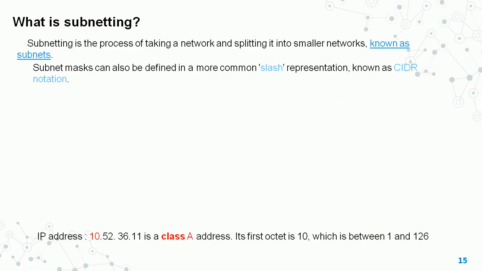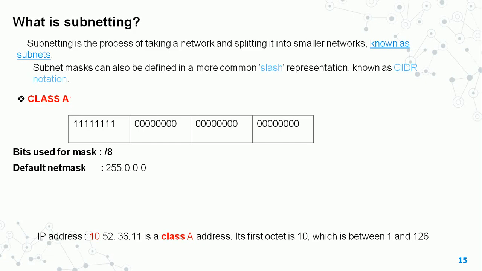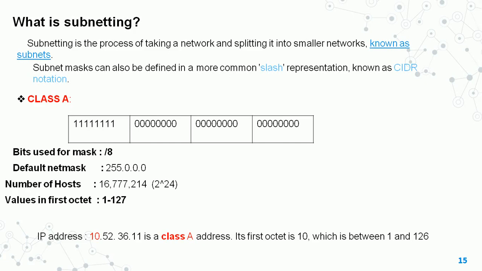There are 5 classes of IP addresses. First is Class A. The default net mask is 255.0.0.0. The number of hosts is 2 power 24. Here the network is represented by 1 and the host is represented by 0. Values in the first octet are 1 to 127.